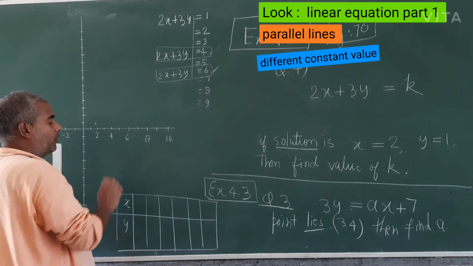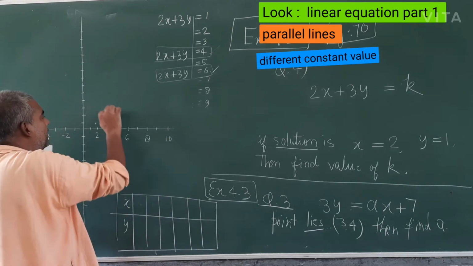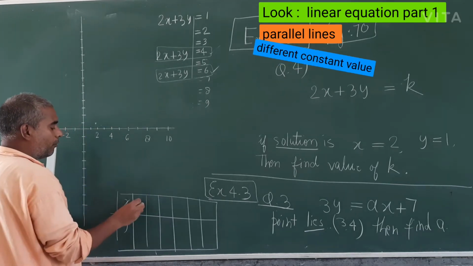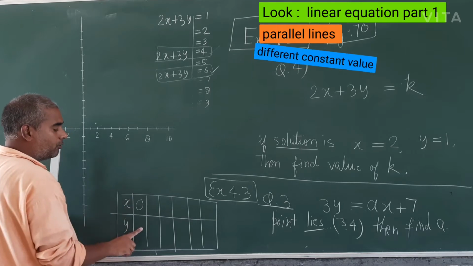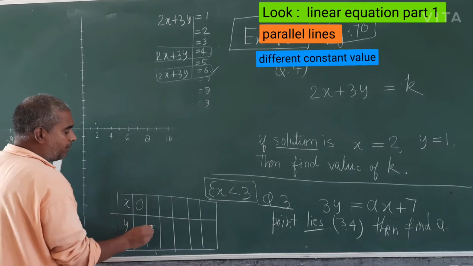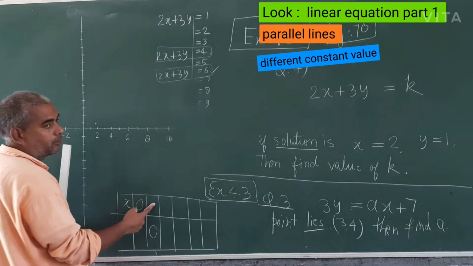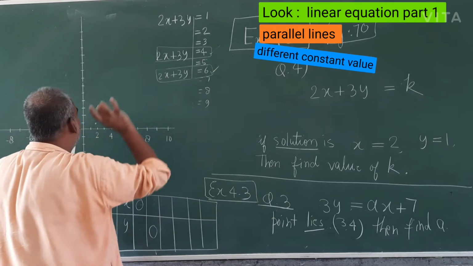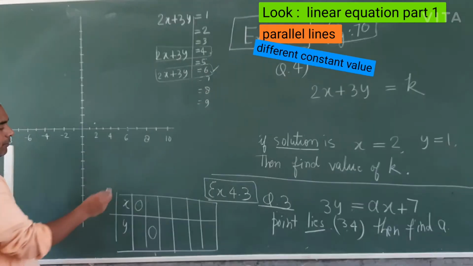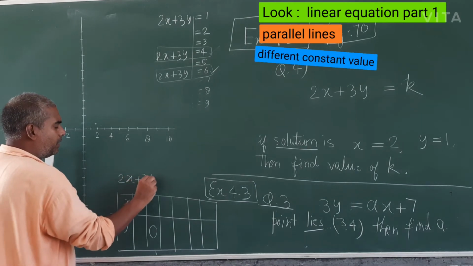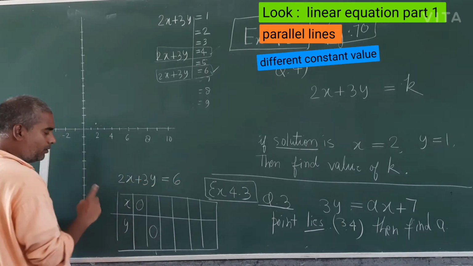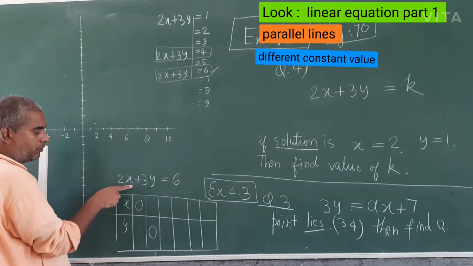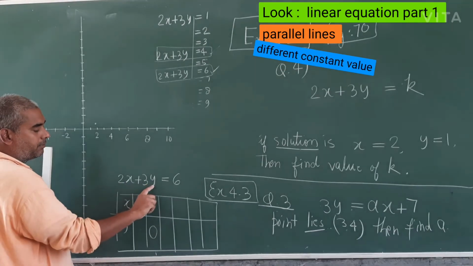In that video I told you all these points lie on a line. So why should we find all the points? We should choose only two. First time, x equal to 0, then y is equal to what, and second time, y is equal to 0, then x is equal to what. You solve only for these values. So let me draw 2x plus 3y equals 6. When x equal to 0, 3y is equal to 6, which means y is equal to 2.